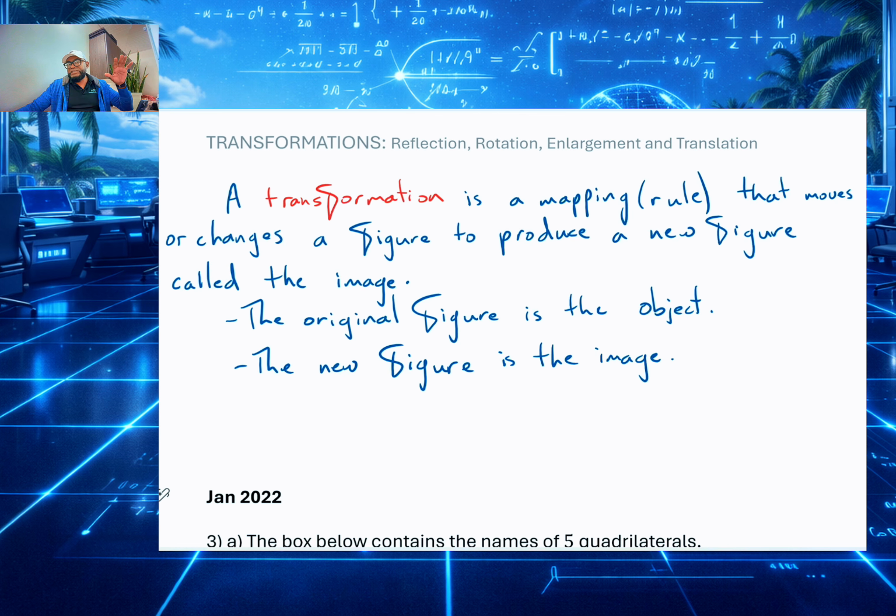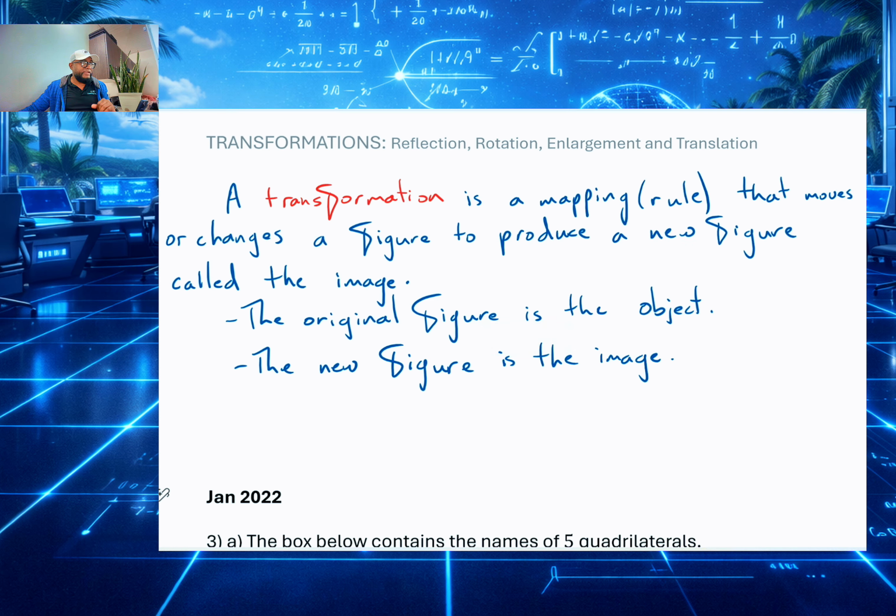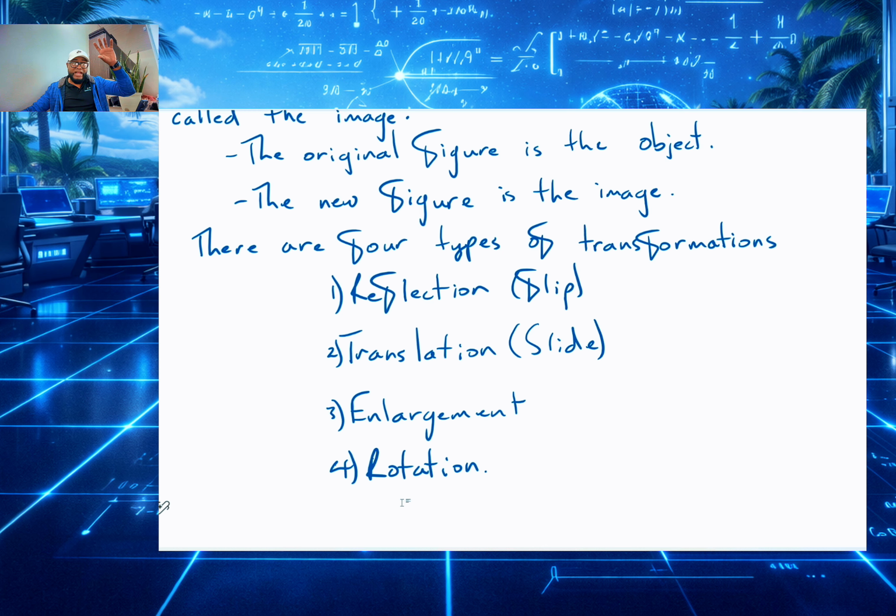So a transformation is a mapping, basically a rule that moves or changes a figure to produce a new figure called the image. So the original figure would be your object. The new figure would be your image, object, image, right? So we have four types of transformations: reflection, translation, which is like a slide, enlargement, and then rotation.